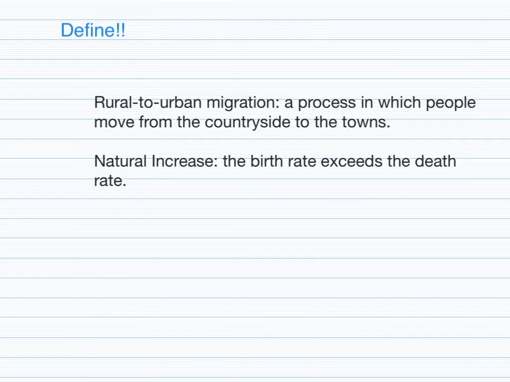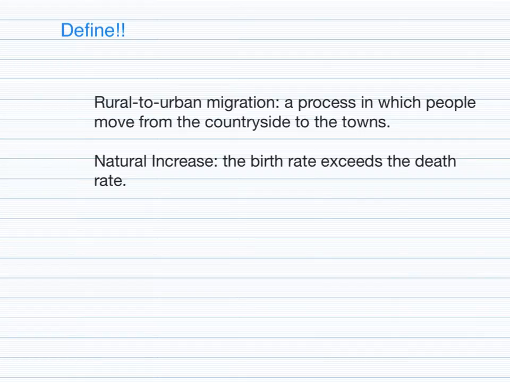Okay, so you should have stuck those in by now. The next part of the lesson is to look at the definition. So we've got two reasons why urbanisation is happening. The first one is rural to urban migration. This is when people move from the countryside into the towns.